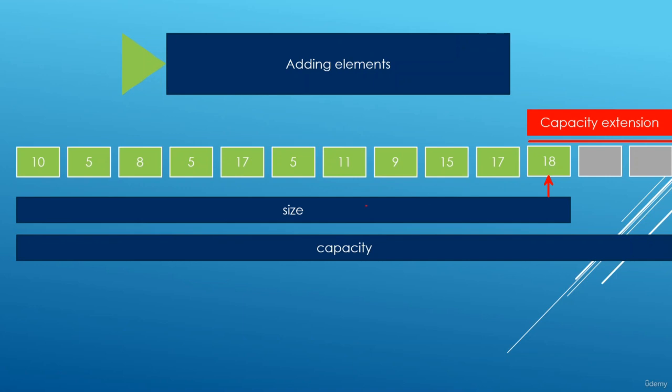This is going to bring our size to 11 and our capacity to 13. Hopefully you can really see this. This is something we can do. Another thing we want to be able to do is to remove elements.